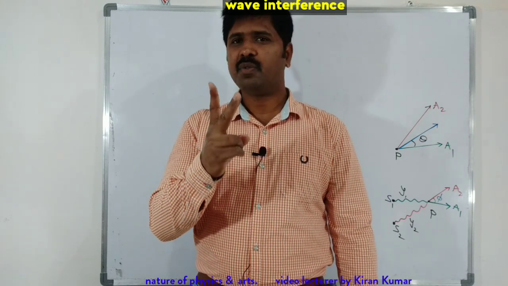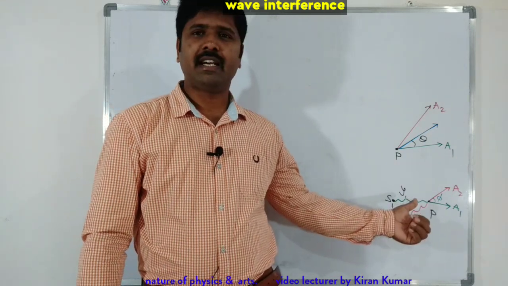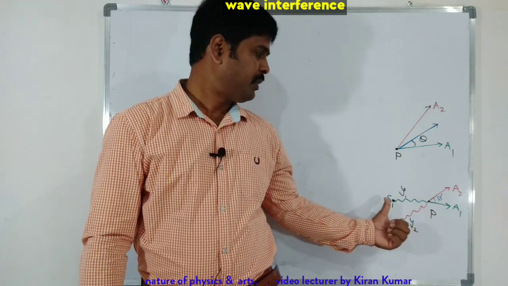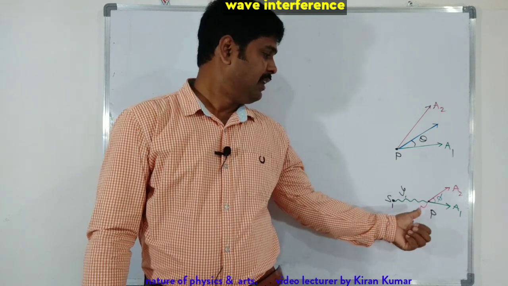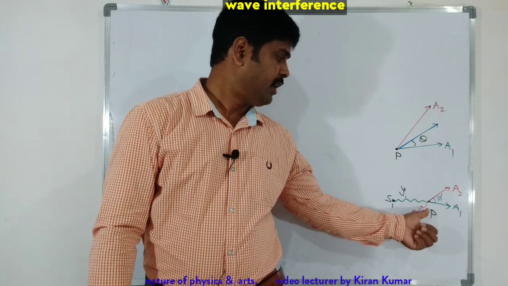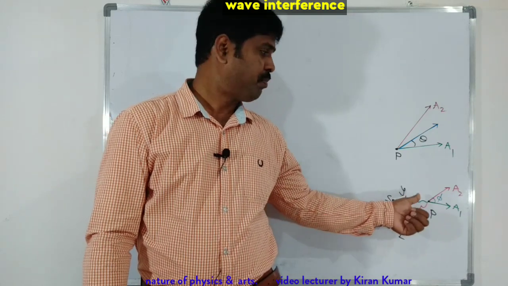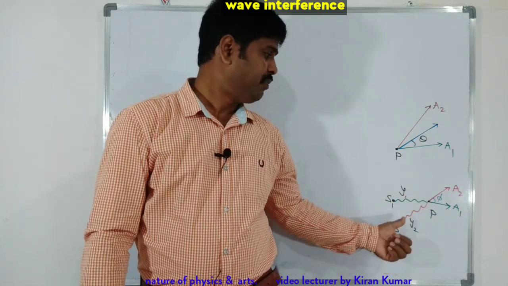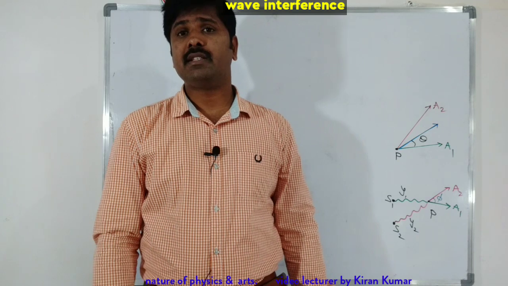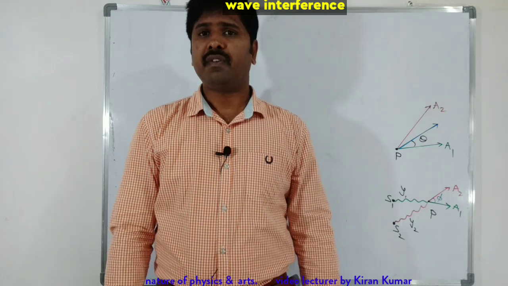See, considering two sources S1 and S2. Y1 is the displacement of the first wave from point P to S1 and Y2 is the displacement of the wave from P to S2. Here the first wave reaches the point P, then the second wave reaches. The reason is that due to the path difference there is a phase difference, that is a constant initial phase difference.